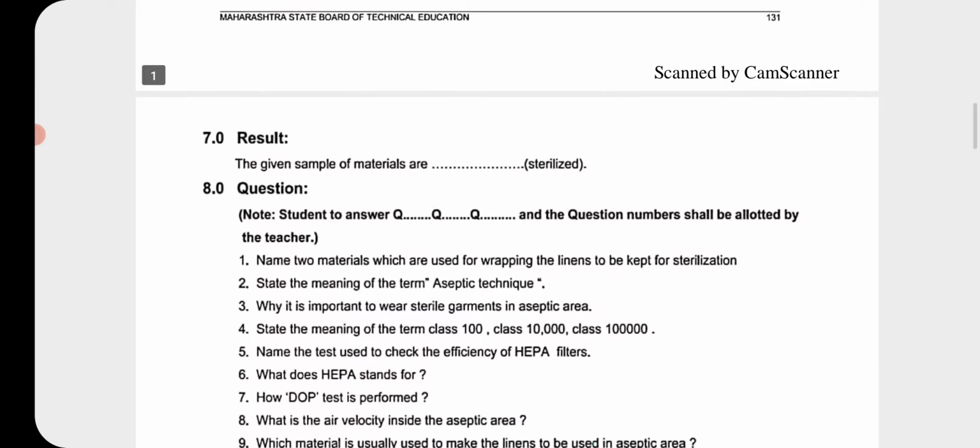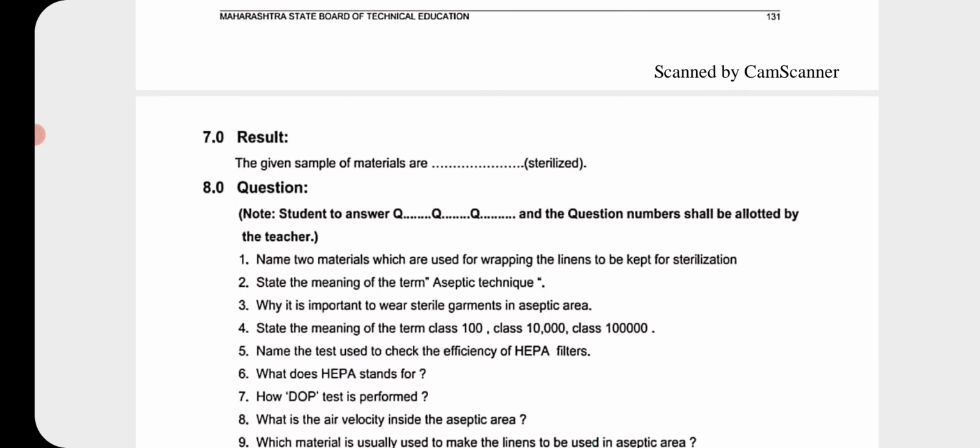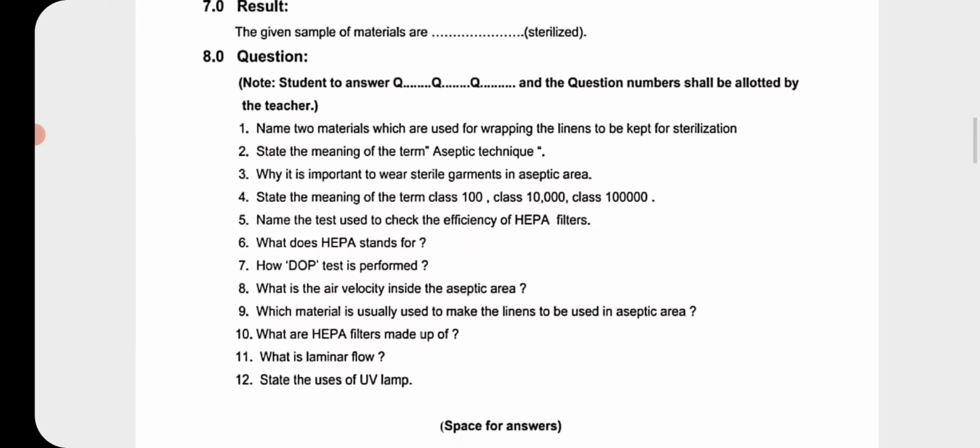Give the result: mention whether the given sample of materials is sterilized or not.